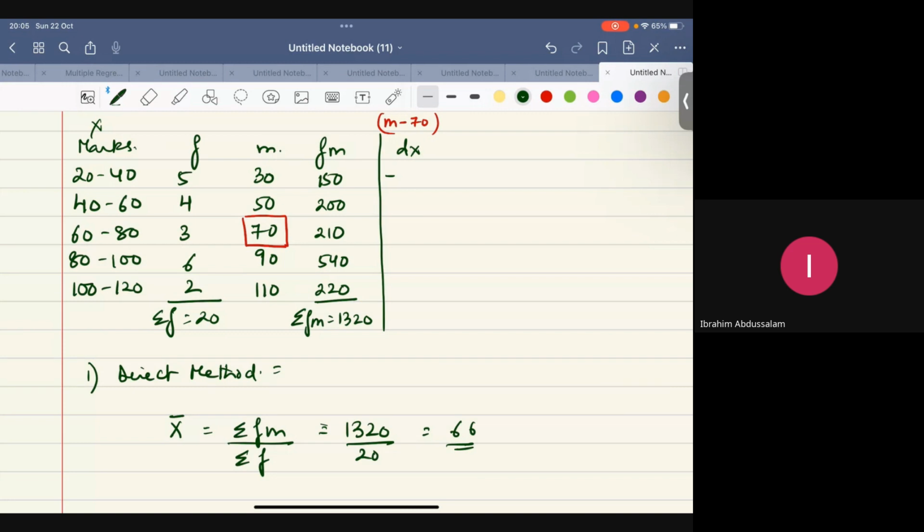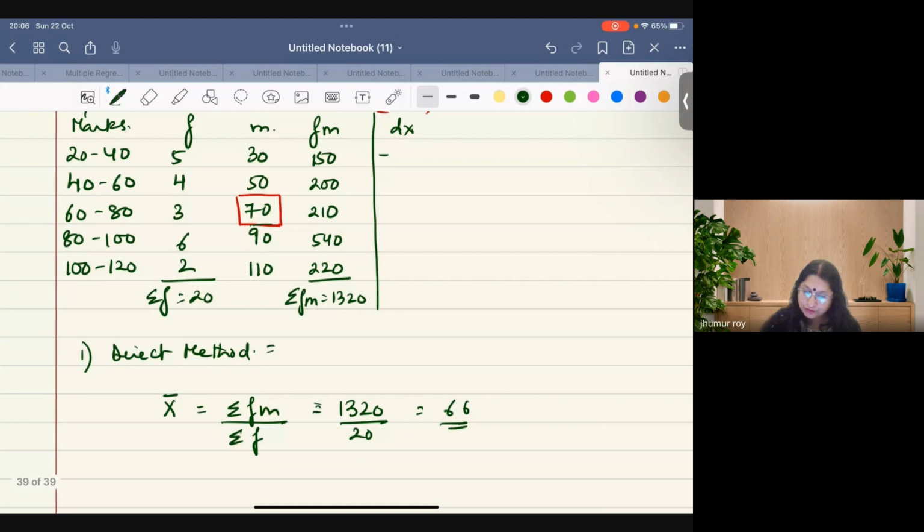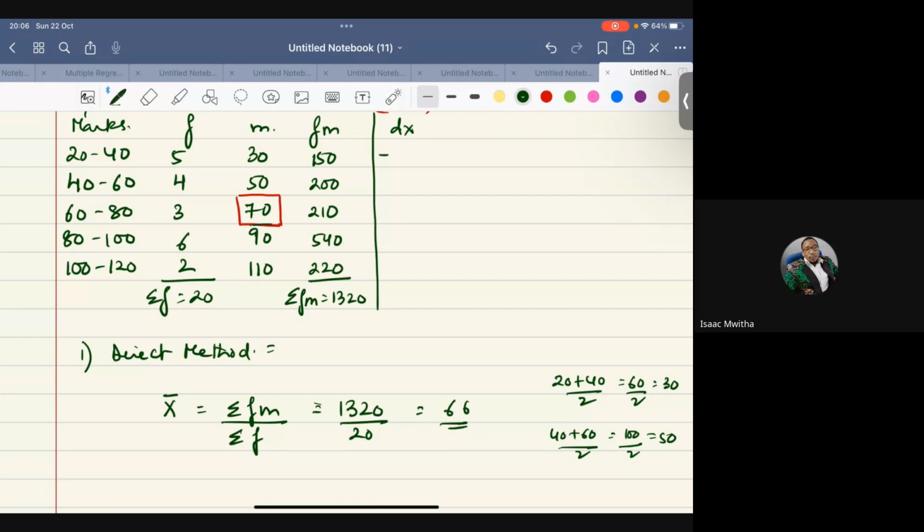What if the numbers are even? You can take any number. That's what I'm saying. I have taken 70 because it's in the middle. You can take 50 also, you can take 90 also. It is your choice. I'm just taking a central value. How are we finding the middle value? As I told you, it is 20 plus 40 divided by 2, that is how we got 30. Similarly, 40 plus 60 divided by 2, that is 100 by 2, that is 50. Is it clear?